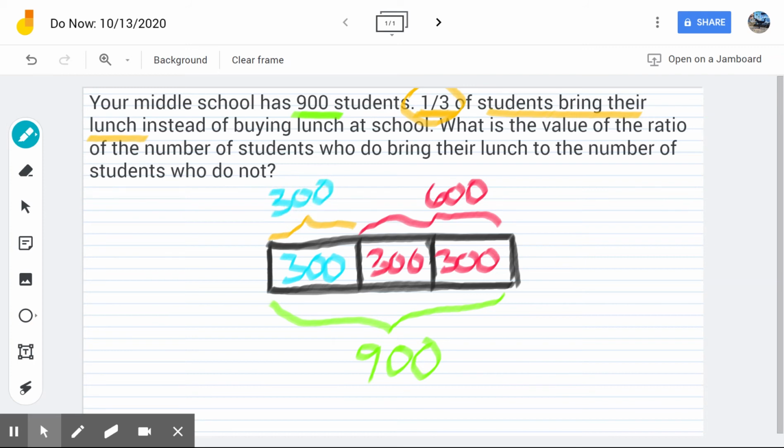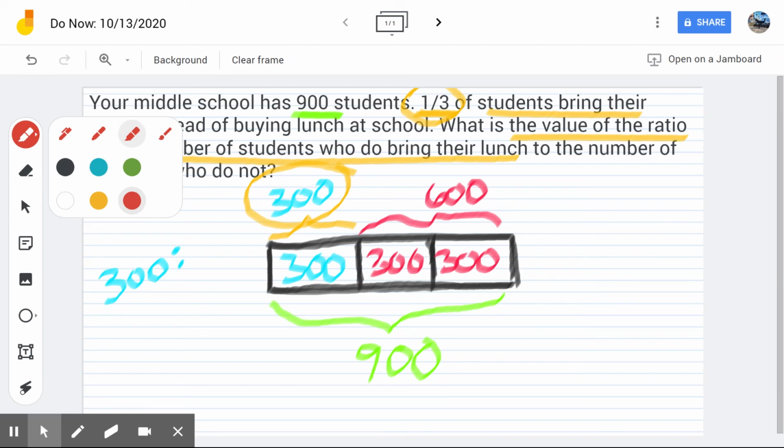So let's look at our question. Our question is, what is the value of the ratio of students who do bring their lunch? So that part's written first. So I want to focus on the students who do bring their lunch. That's 300 of them. To the number of students who don't, which is 600.